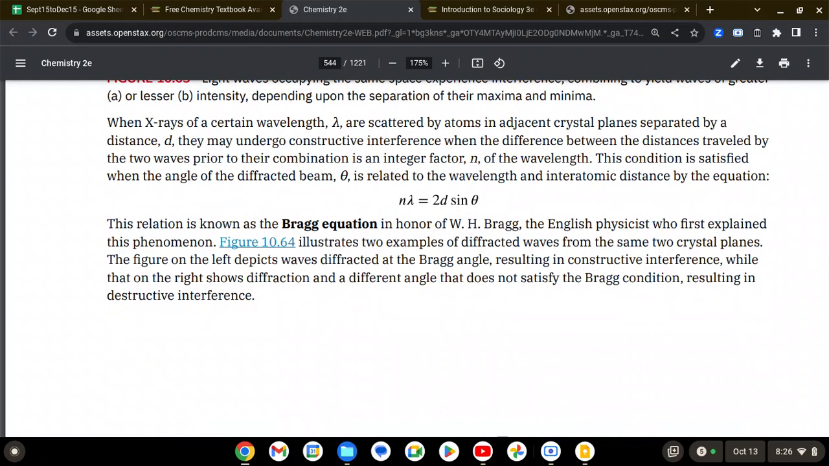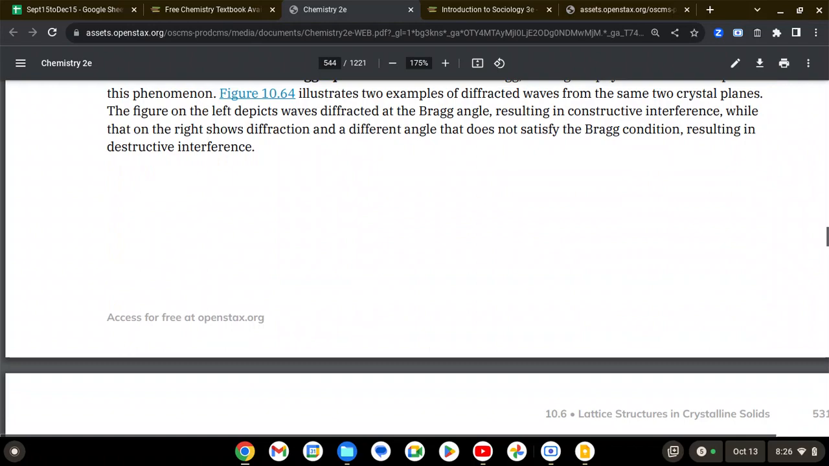This relation is known as the Bragg equation in honor of W. H. Bragg, the English physicist who first explained this phenomenon. Figure 10.64 illustrates two examples of diffracted waves from the same two crystal planes. The figure on the left depicts waves diffracted at the Bragg angle, resulting in constructive interference, while that on the right shows diffraction at a different angle that does not satisfy the Bragg condition, resulting in destructive interference.